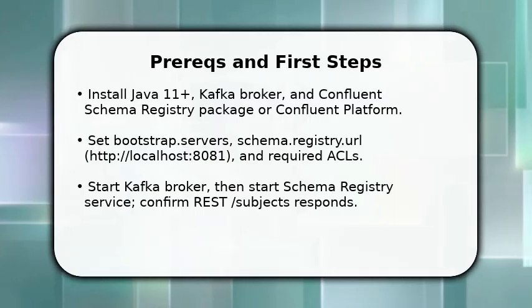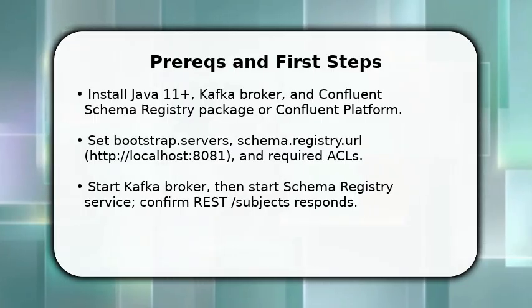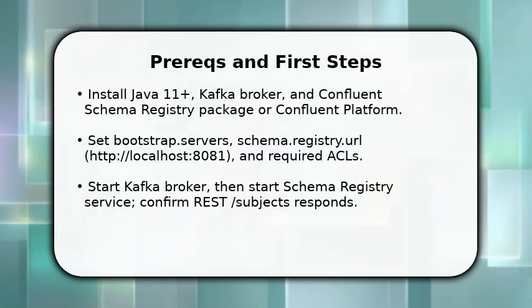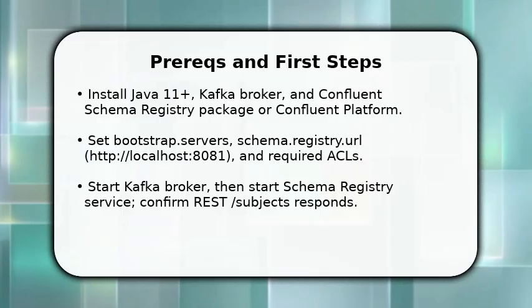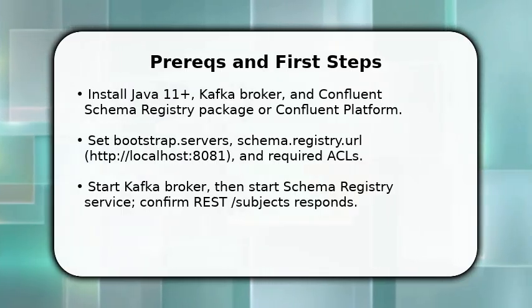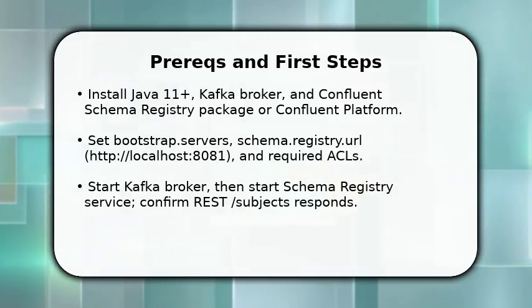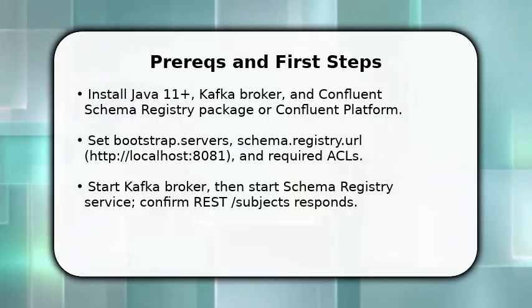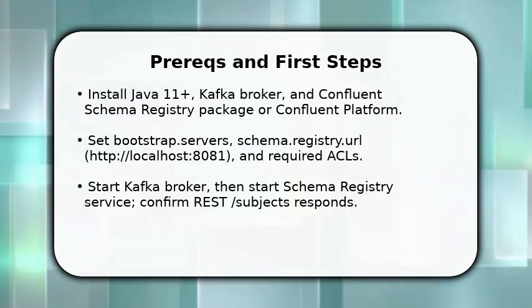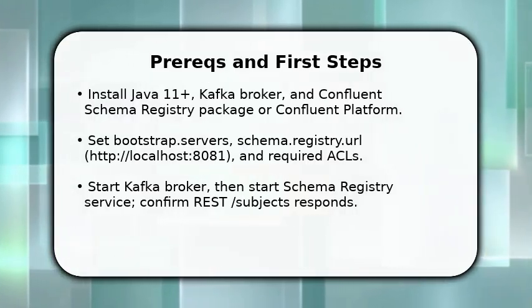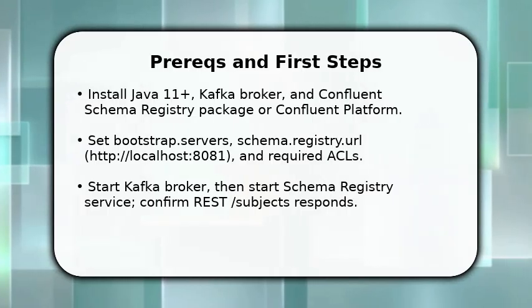You begin by ensuring Java, a running Kafka broker, and the schema registry binary or Confluent platform are present. Next, set bootstrap.servers to your broker list and schema.registry.url to the registry REST endpoint. Start Kafka first, then start the schema registry service so it can connect to Kafka for storage.